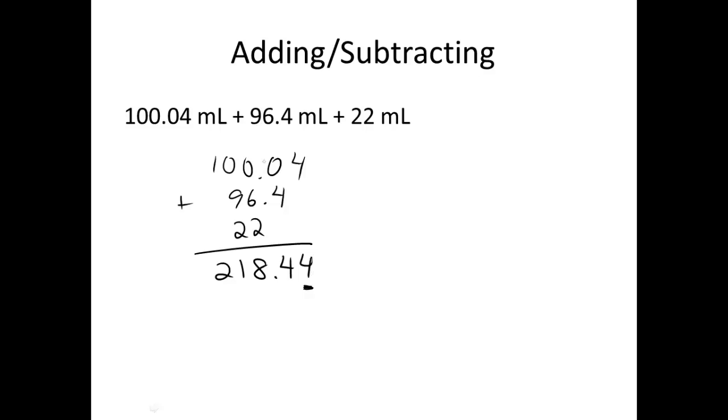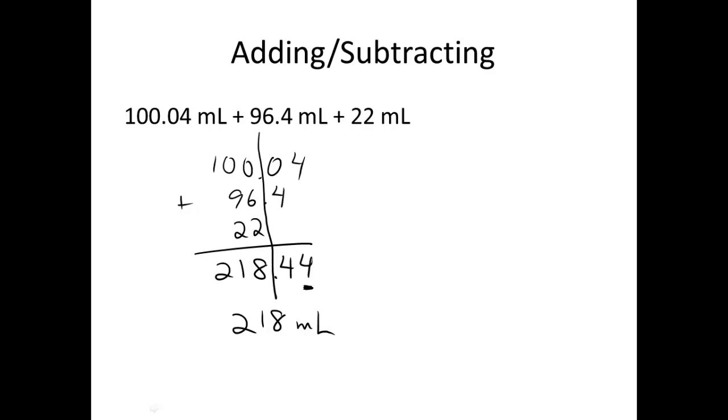So the best way to do this is to find the place value of the least significant digit, the ones column, draw a line after the ones column, and we're going to round to the ones. So this is just 218. Okay, milliliters. That would be the correct answer for this question.